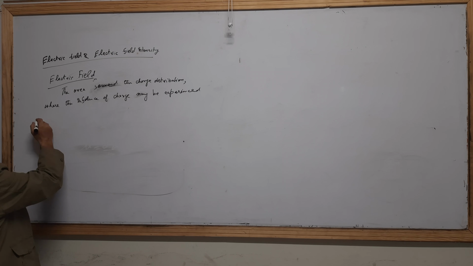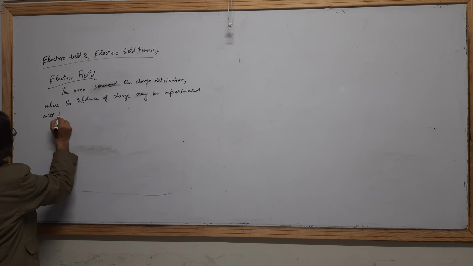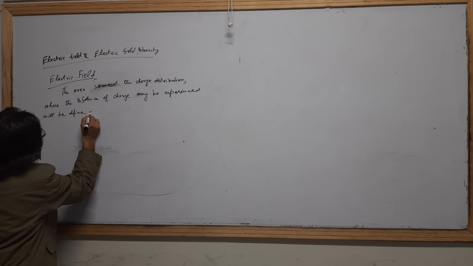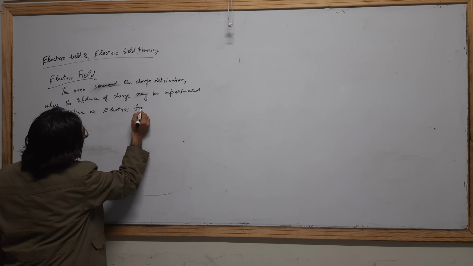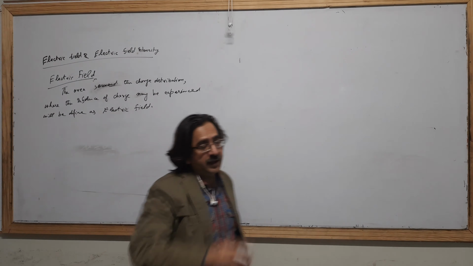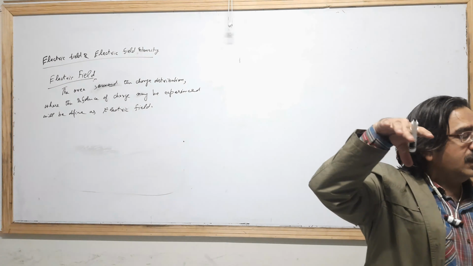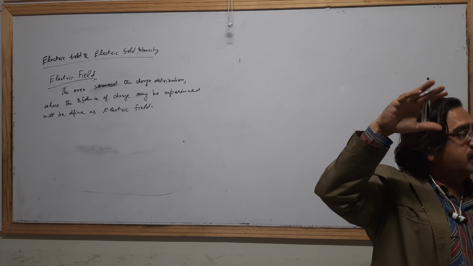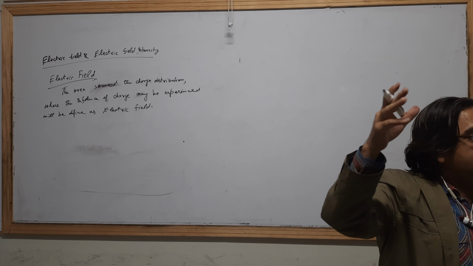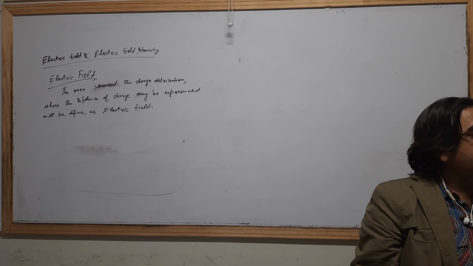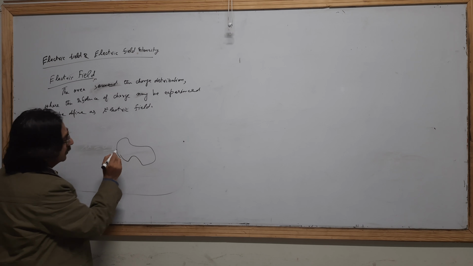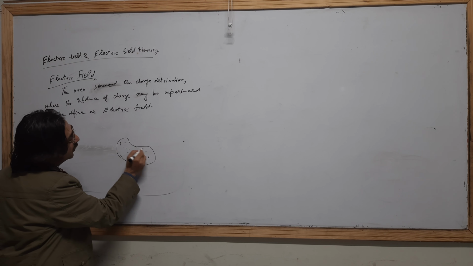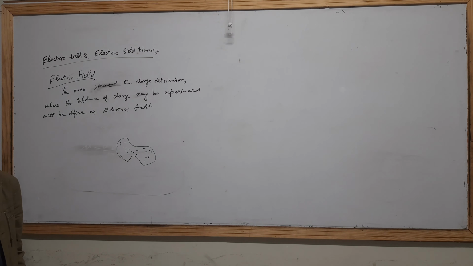Okay, it will be defined as electric field. The area surrounded by the charge distribution where the influence of charge may be experienced, that will be defined as the electric field. For example, if this is electric charge, for example, these are electrons distributed or protons distributed.